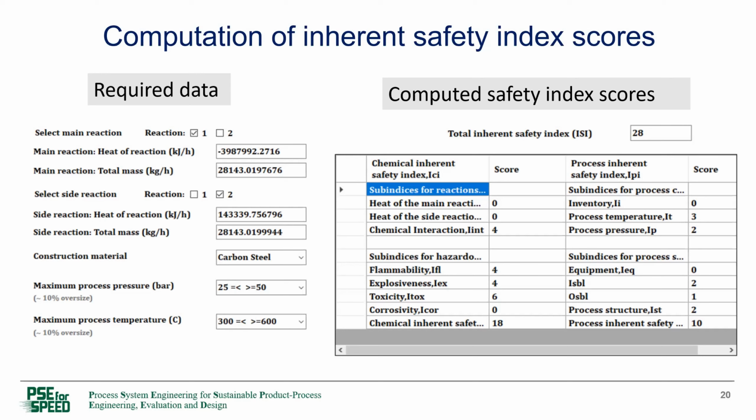A safety index of 28 is given in this case. That is the total index, that is all right. And then in each case, we have the inherent chemical safety as 18, and the inherent process safety index is 10. And then if we want to improve, we have to see which of those scores we can improve.